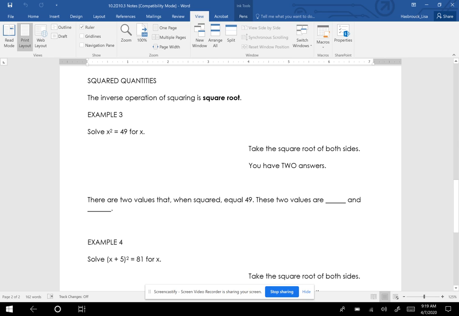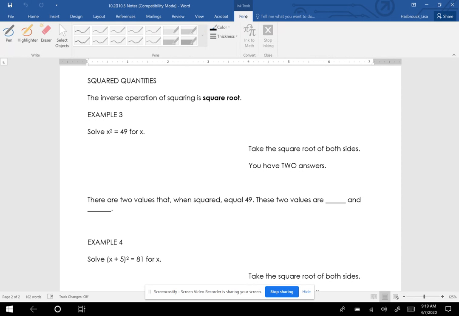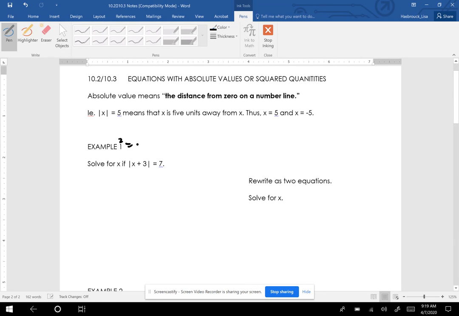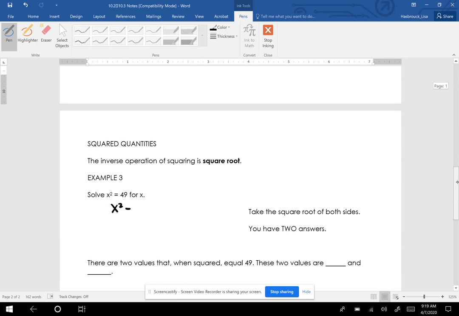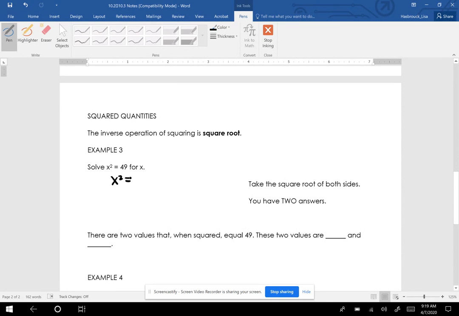Okay, so today we're going to go over squared quantities and solving. So as you know, the opposite of squared is square root, and we're going to use this information to solve problems. So here for the first problem, we have x squared equals 49. So to figure that out, I'm going to first rewrite it. So I have x squared equals 49. To get rid of that squared, so x can be alone, I'm going to square root both sides.